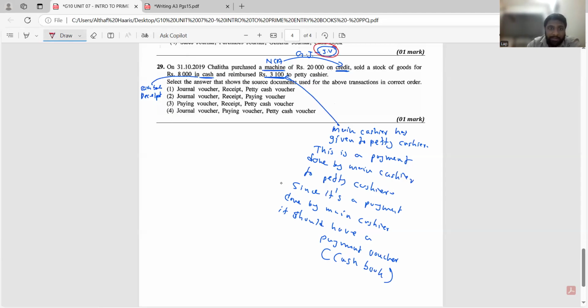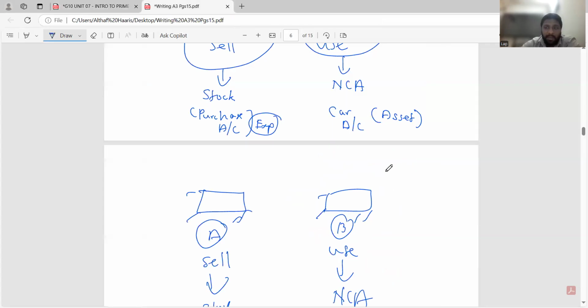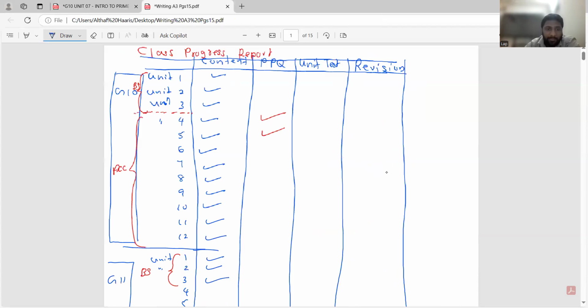So what are the three source documents connected in this particular question? Journal voucher, receipt, and payment voucher. It's there in the second option. So with that, we are done with these two as well.